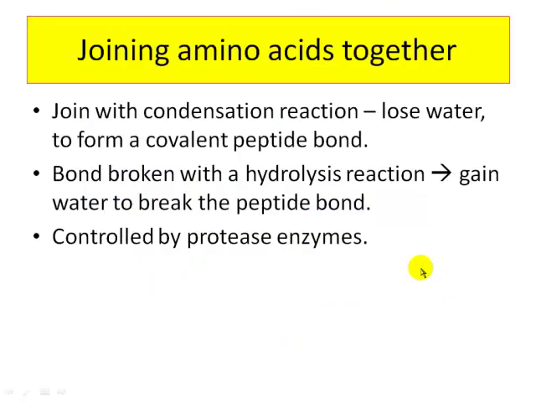Now how do they join together? Well, they join together by what are called condensation reactions. So these amino acids join by condensation. If you know what condensation is involved with water, so it's about condensation on windows, for example. So a condensation reaction involves removing water to form a covalent peptide bond. This bond can be broken by the reverse process, by what's called hydrolysis reaction. And in hydrolysis reactions, what happens is that the water is added to it, it gains water, the bond is broken, and this is controlled by enzymes called proteases.